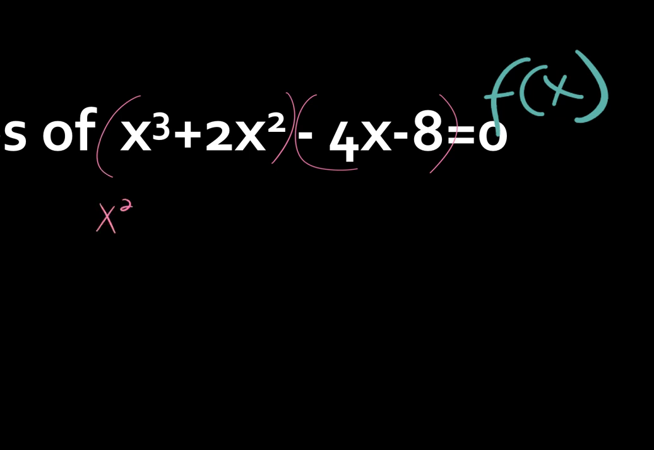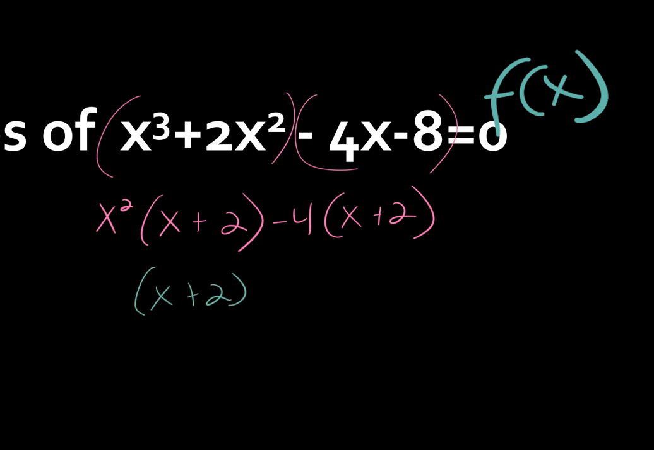So from that first set of parentheses, what can I do? X squared comes out, and I get x plus 2. Second set of parentheses, what can I take out? Negative 4, and I get x plus 2. So then the x plus 2 is my greatest common factor. What's left over gets grouped together.